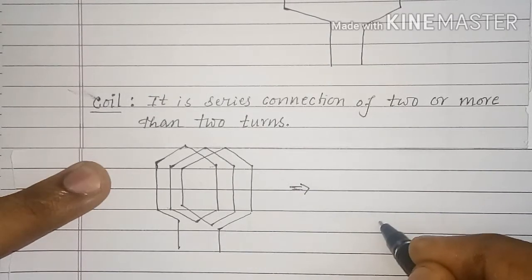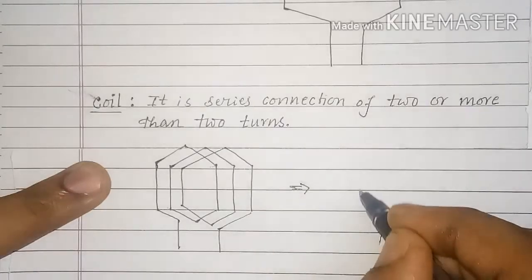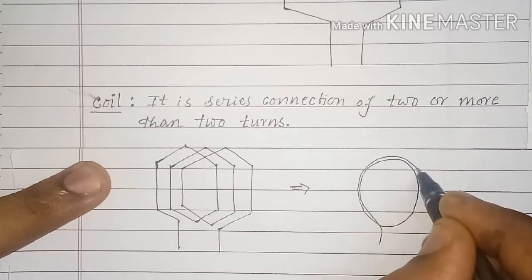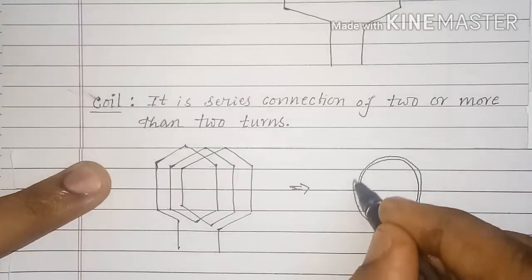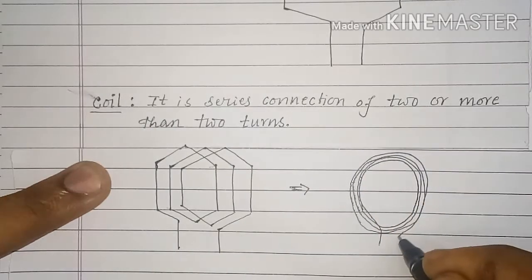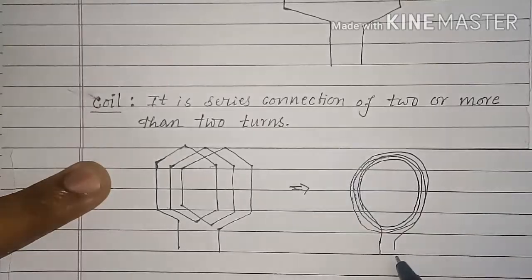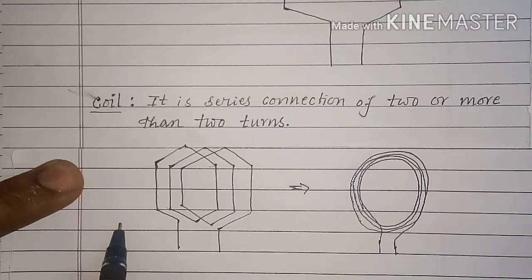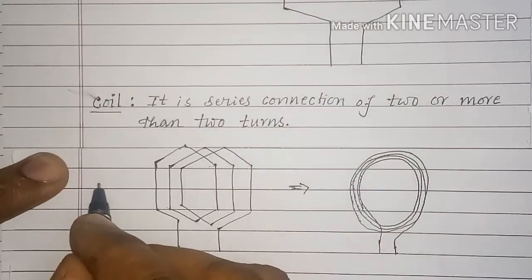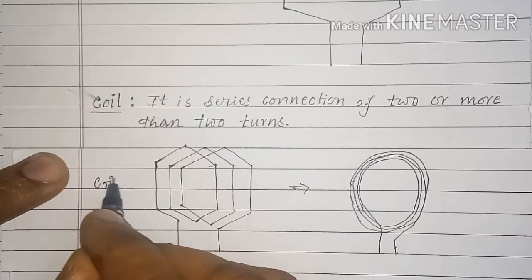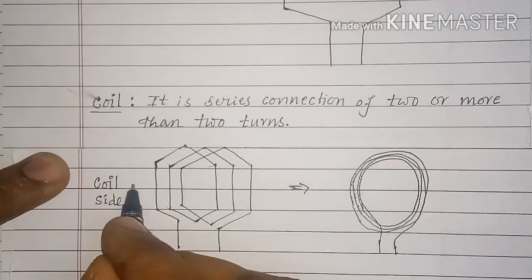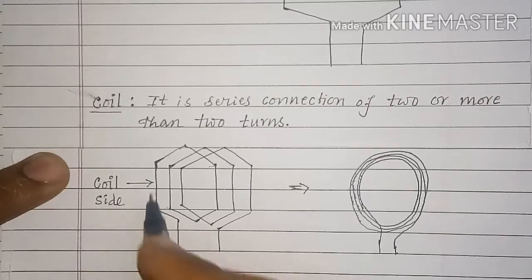A coil may also be shown in a very rude way, as here now. Every coil has two coil sides, which are shown as perpendicular lines in the coil.